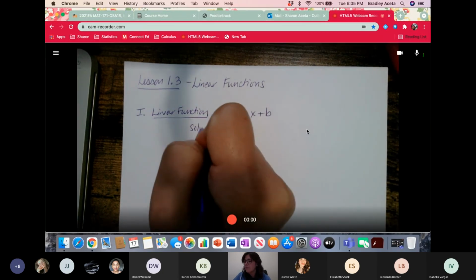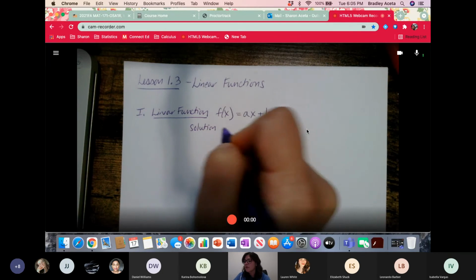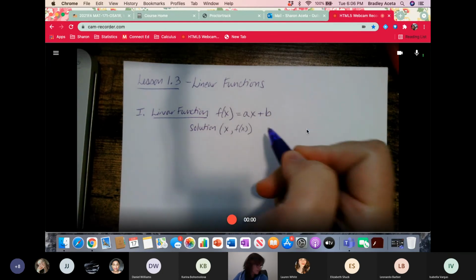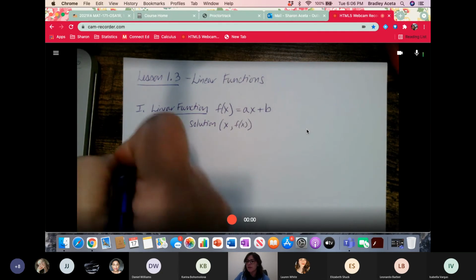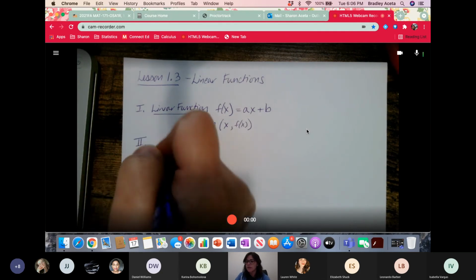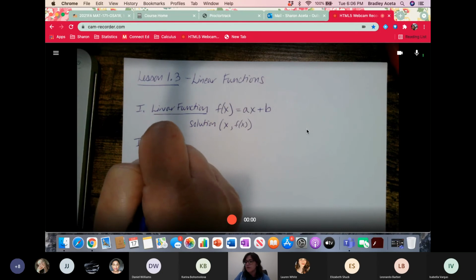The solution to this linear function is x, f of x. Or if you remember, f of x is actually a y value. So x, f of x. So I want to get that definition out of the way. Again, we'll do some examples in a minute. I just want to get a few quick definitions given to you.